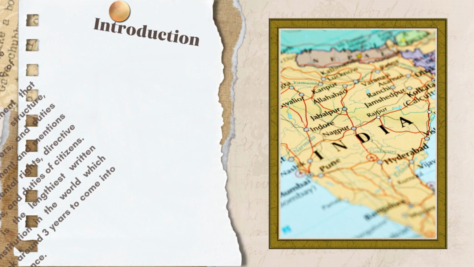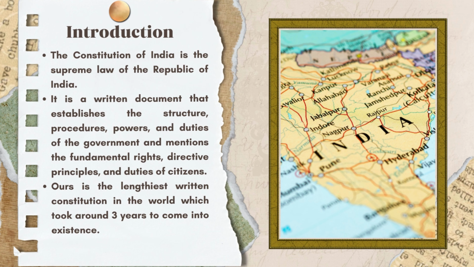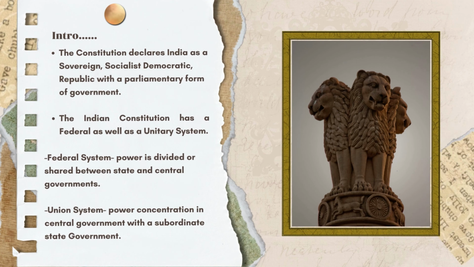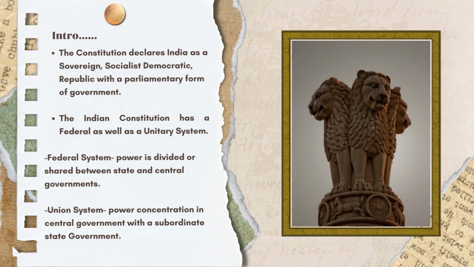The Constitution of India is the supreme law of the Republic of India. It is a written document that establishes the structure, procedures, powers, and duties of the government and mentions the fundamental rights, directive principles, and duties of the citizens. Ours is the lengthiest written constitution in the world, which took around 3 years to come into existence. The Constitution declares India as a sovereign, socialist, democratic, and republic with the parliamentary form of government.